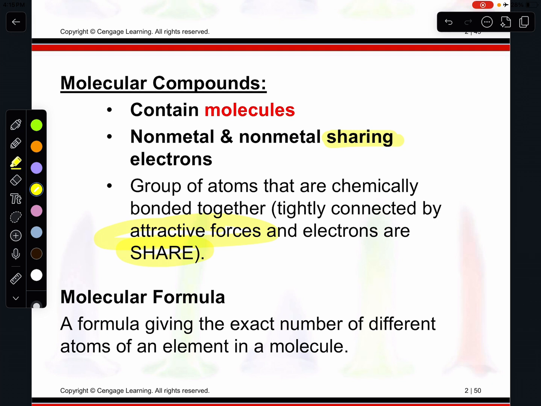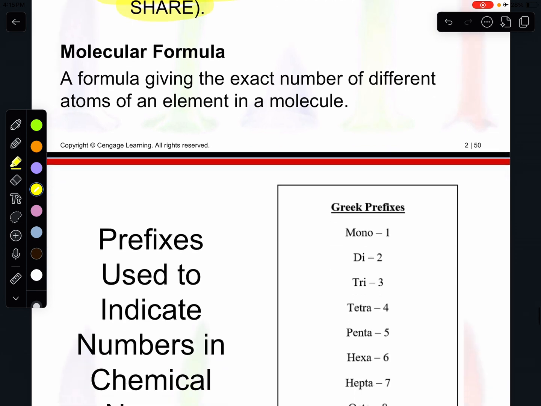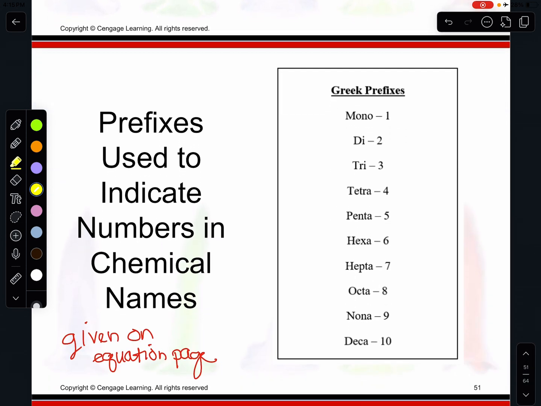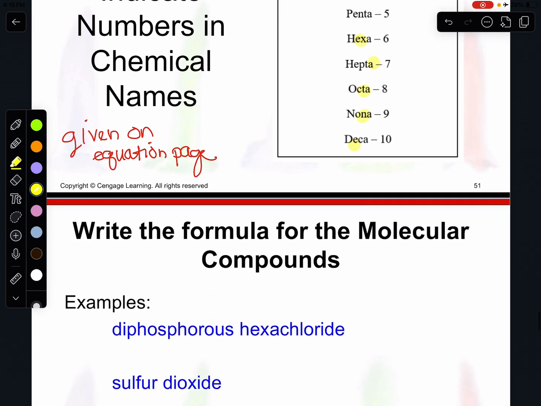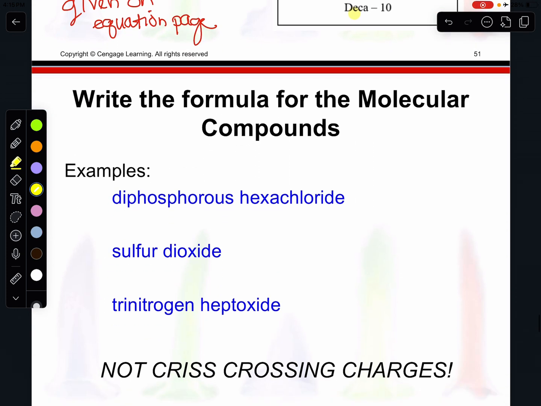the negative charged electrons. Now, a molecular formula has a completely different naming process than ionic formulas, and molecular formula naming is much, much easier than ionic. So you will be utilizing these prefixes that you can see here, and this list of prefixes will be provided for you on your equation page. So we have mono, di, tri, tetra, penta, hexa, hepta, octa, nona, or deca, depending on how many atoms there are.